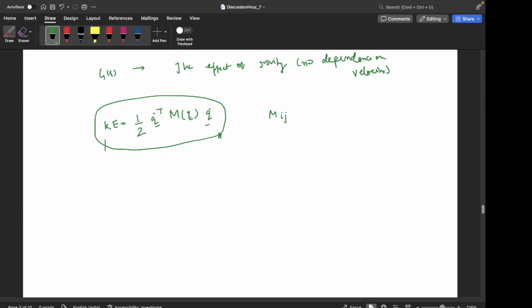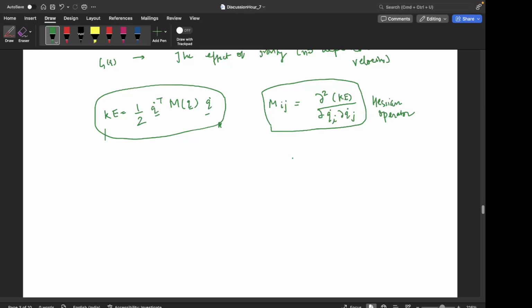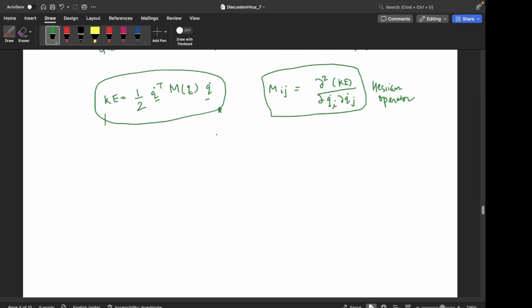So the elements of the mass matrix Mij are basically del 2 of the kinetic energy expression, over del q dot i del q dot j. So if we just need to calculate the mass matrix, not the entire equation of motion, then we can just compute the kinetic energy and take the Hessian of it. This is called the Hessian operator. Basically it's double differentiation with respect to q dot. Yeah, here it should be q dot. So that will give us the mass matrix right away. No need to calculate the potential energy and derive the equation of motion.